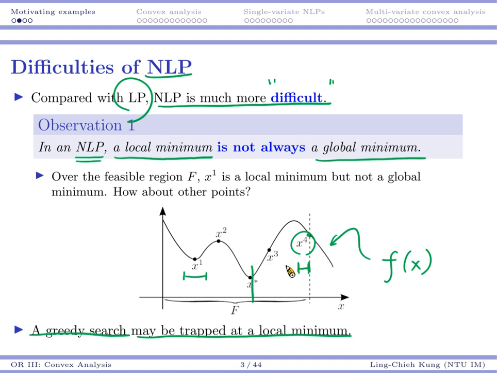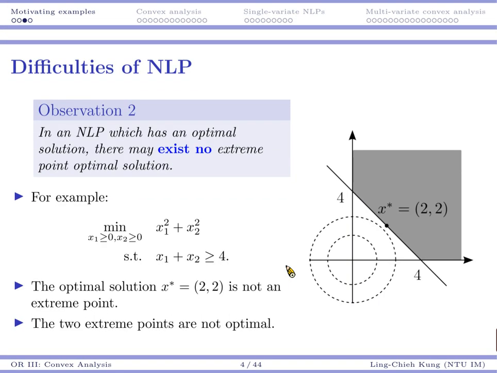Well, that's bad, alright? And also, in a nonlinear program which has an optimal solution, probably there is no extreme point optimal solution. So this is also something different from a linear program. If we are talking about a linear program, somehow we may focus only on extreme points. Because we know if there is an optimal solution, there must be an optimal solution at an extreme point. So for nonlinear program, this is not true. Just like this very simple example.